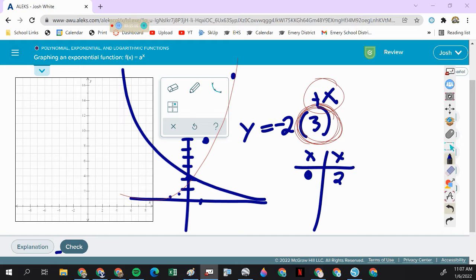That's going to take all the positive y's and turn them into negative y's. So the graph would look like this. It would be upside down. Okay. And on some of the questions, I'll show you.